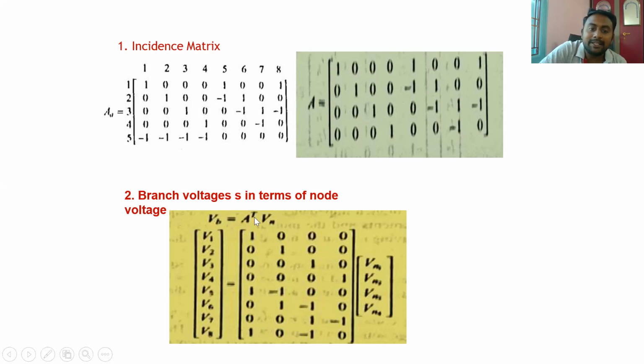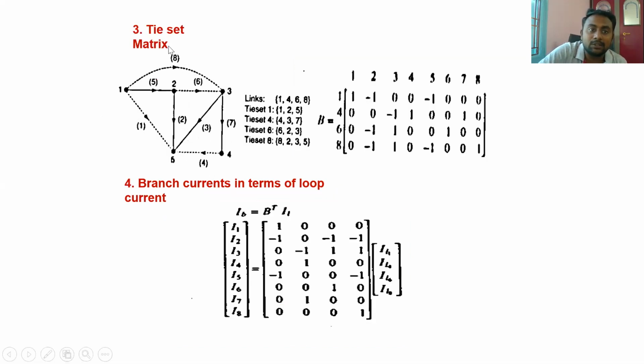The number of branches is 8, so V1 to V8, and we have only 4 nodes. Why? Because we are removing the last one, that is the reference node. So 4 nodes I am writing. This is the second one, and the third one we have to find is the tie-set matrix.